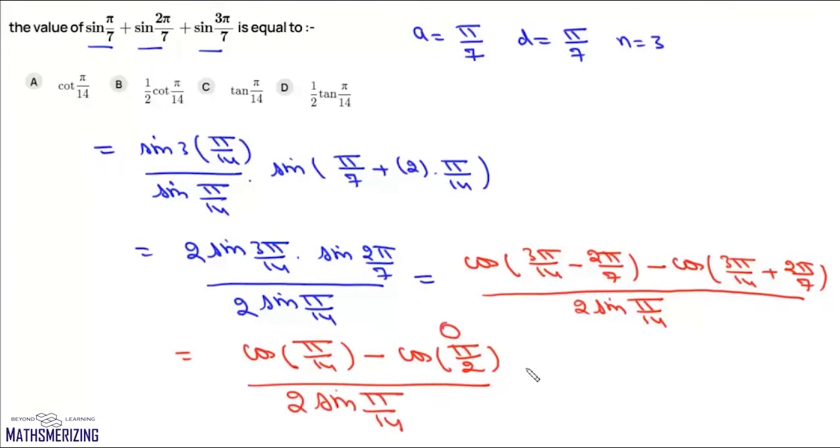Now cos 90 is 0. So it becomes 1 by 2, and cos upon sine is simply cot. So it is 1 by 2 cot pi by 14, which is your option B.